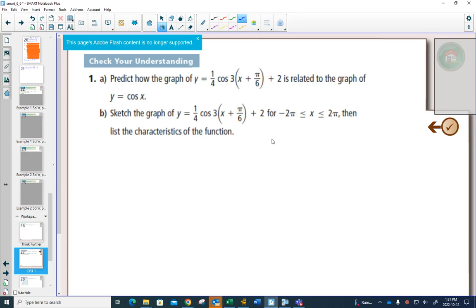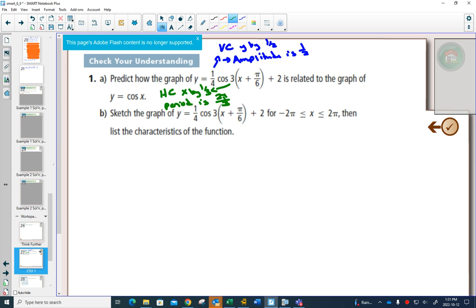Okay, so we can describe this in two ways now. That 1/4 tells us two things. First of all, it's a vertical compression, y by 1/4, but it also now tells us the amplitude is 1/4. The second number, the 3, is going to be a horizontal compression. X is going to get multiplied by 1/3. But now we can also say the period is 2 pi over 3.